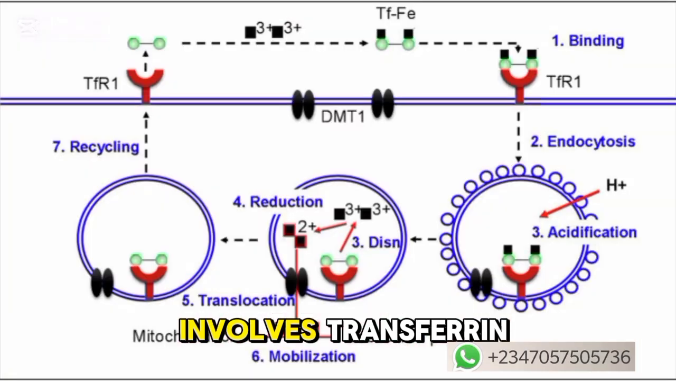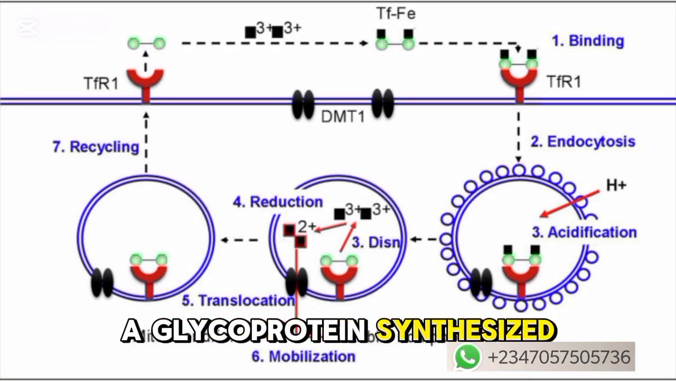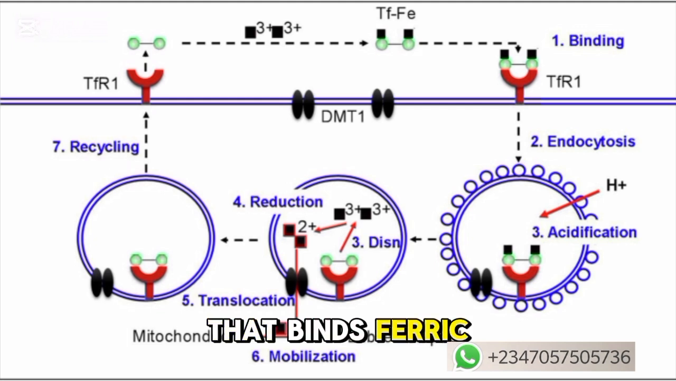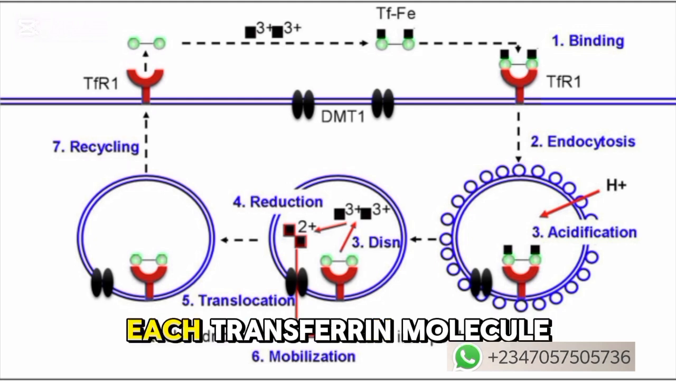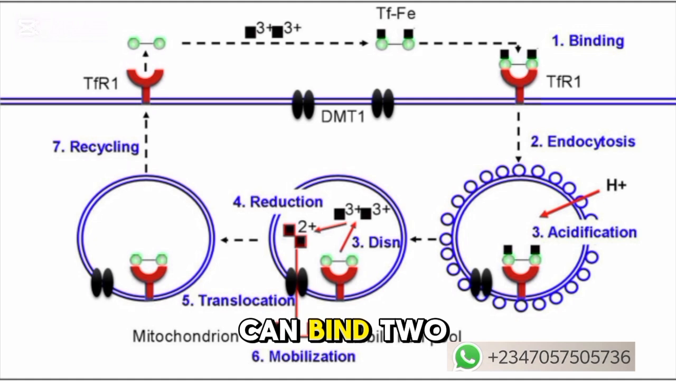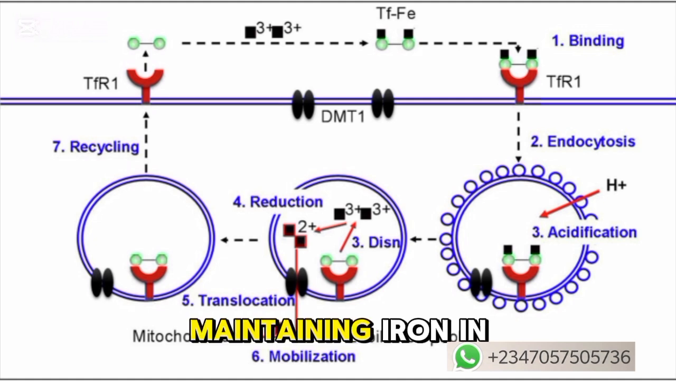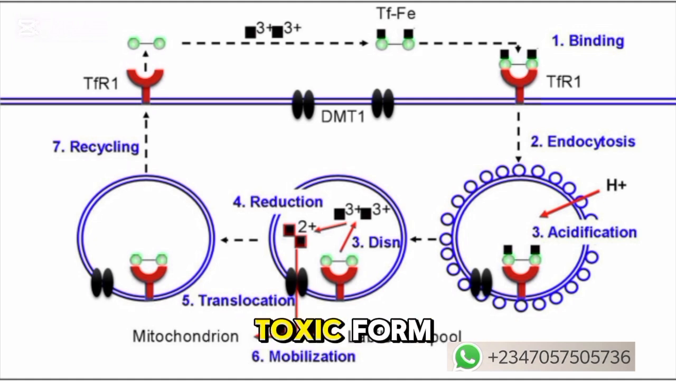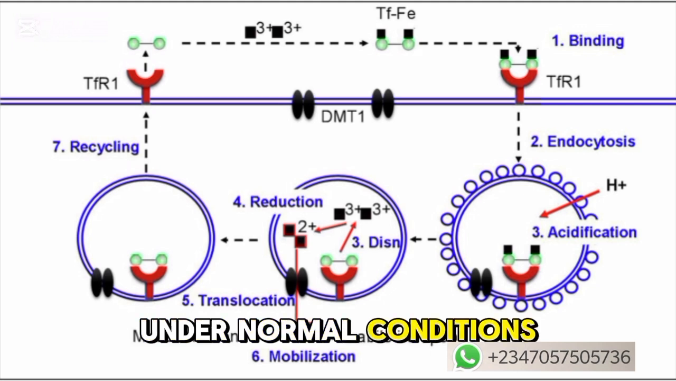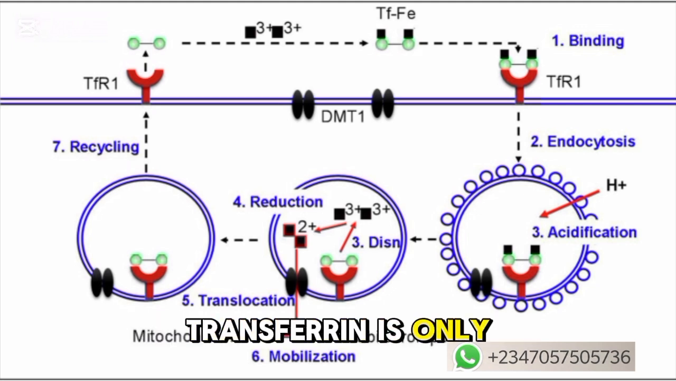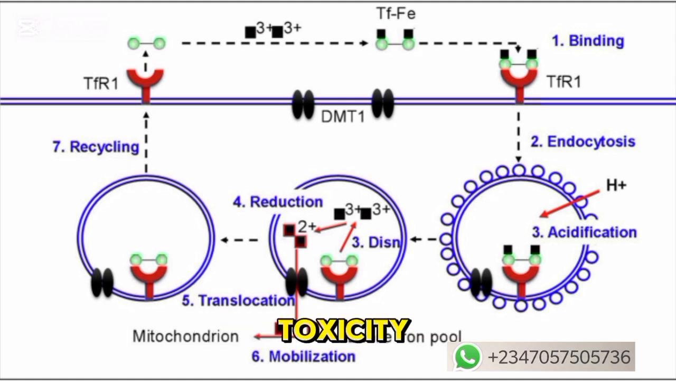Transport of iron involves transferrin, a glycoprotein synthesized in the liver that binds ferric iron with high affinity. Each transferrin molecule can bind 2 ferric ions, maintaining iron in a soluble, non-toxic form. Under normal conditions, transferrin is only partially saturated, providing a buffer against free iron toxicity.